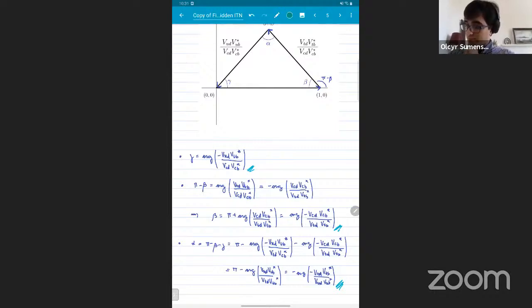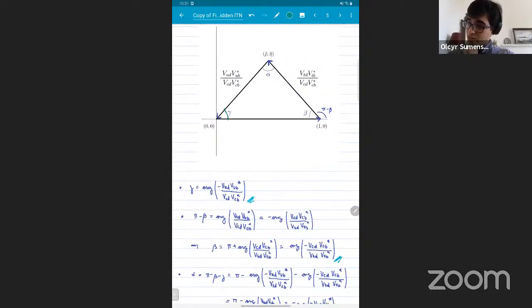So first of all, let's try to find gamma. And that's very easy because we have this vector. So if you take minus this vector, we have something that goes from zero here to this point. So gamma is nothing else than the argument of minus this complex quantity.